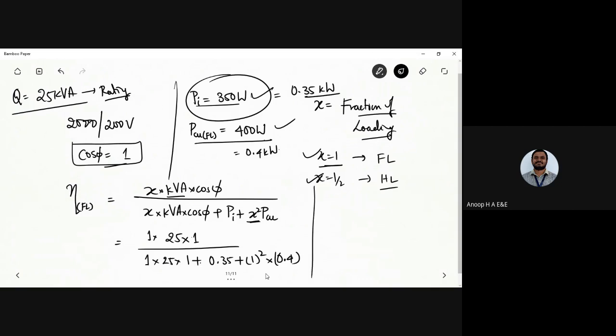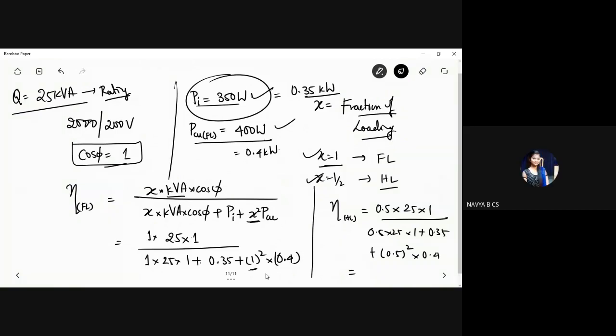Now, efficiency at half load, if you want to find out, that would be x, which is half. I can write it as 0.5 into 25 into 1 divided by 0.5 into 25 into 1 plus 0.35. So this x squared, so that is plus 0.5 the whole square into 0.4. Okay, so can anyone tell me the answer for both the cases? In case of full load, it is 95%, sir. Exactly.